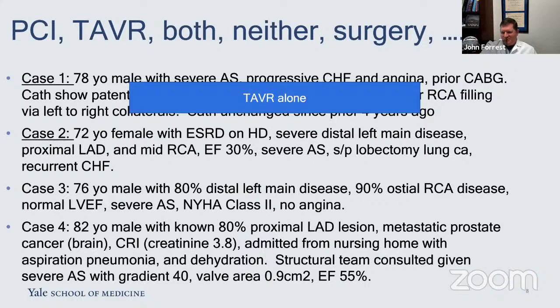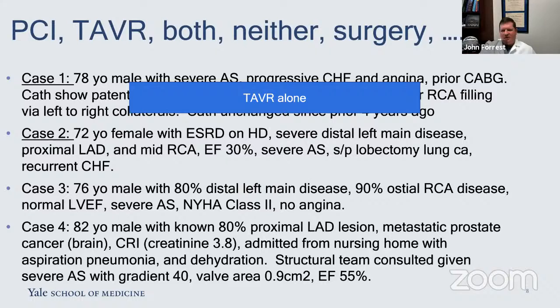How about maybe I'll pick Manaf at the bottom of the screen. The patient has severe distal left main disease, mid-RCA lesion, EF of 30%, has had a prior lobectomy for lung cancer, and has some heart failure. I'm a little more concerned about the TAVR procedure in this patient because of her depressed EF and the distal left main disease, obviously. So I would strongly consider PCI prior to TAVR in this patient.